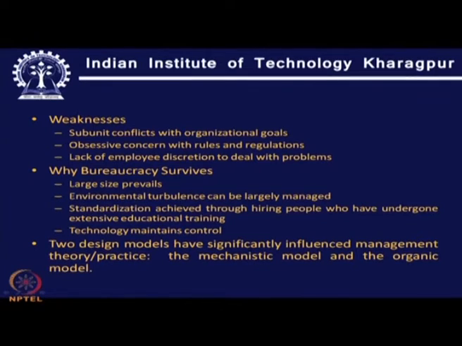In cases of environmental turbulence, it can be largely managed. If there are certain established ways of doing things and people are guided by rules and regulations, they know how to stick together, so cohesiveness may increase. And standardization is achieved through hiring people who have extensive educational training, and the technology which maintains the control. So these help the bureaucracy to survive, to answer for the large-sized organization and its survival in a turbulent environment.